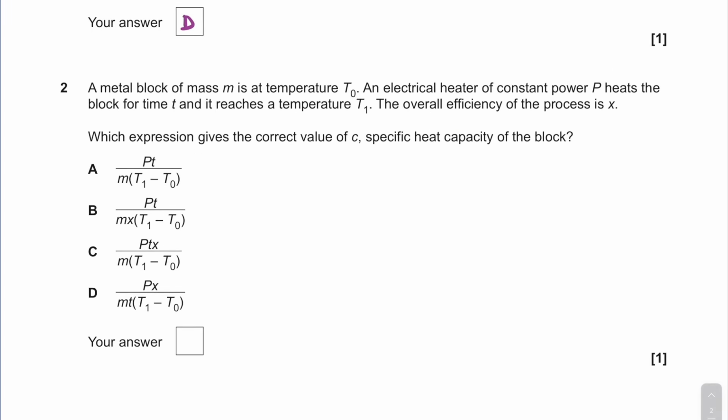Question 2. A metal block of mass M is at a temperature of T0 and an electrical heater of constant power P heats the block for time T as it reaches a temperature of T1.